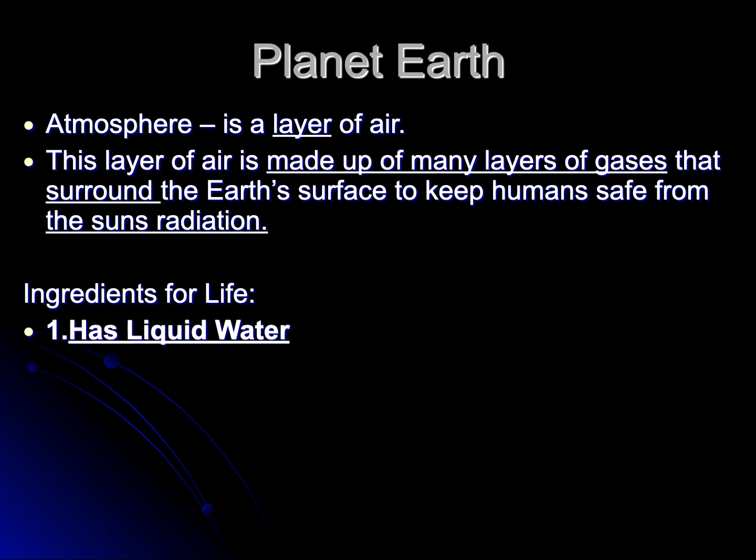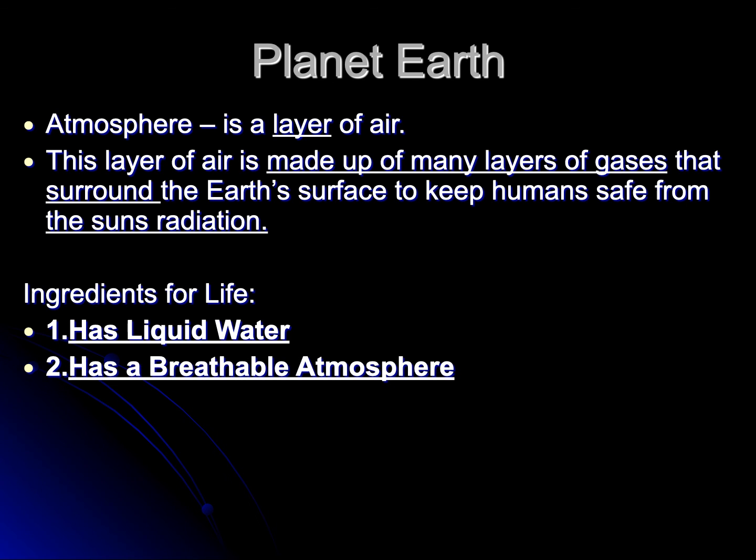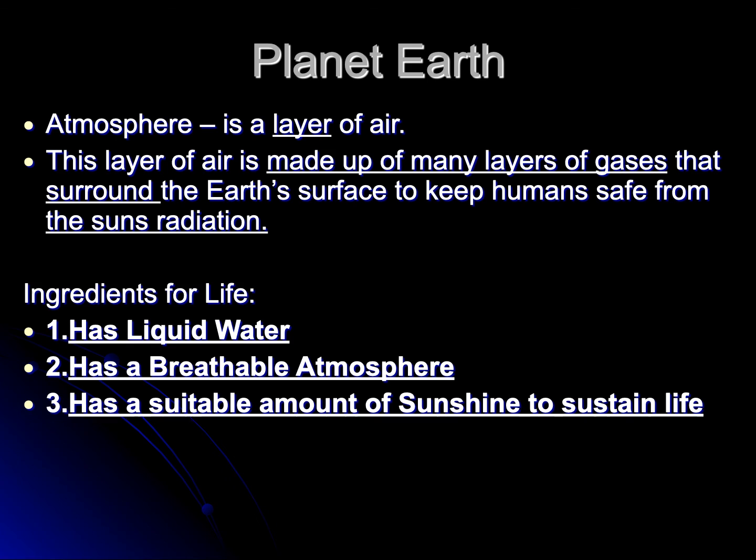The first is liquid water. I know that's a double negative because water is liquid, but it has to be in liquid form: rivers, oceans, that type of thing. You have to have a breathable atmosphere. Other planets have atmospheres, however they contain harmful gases, which don't allow you to breathe there. So it has to be a breathable atmosphere. And you have to have a suitable amount of sunshine to sustain life.